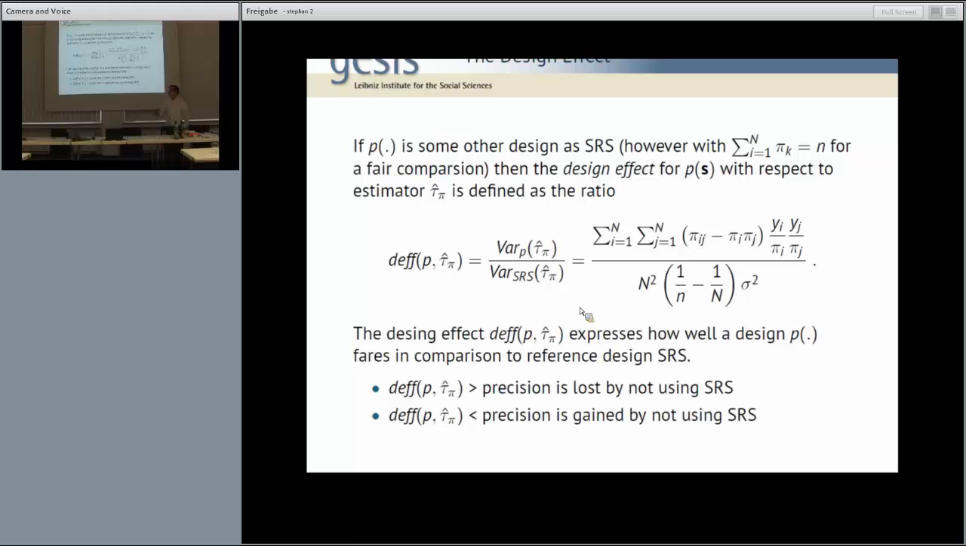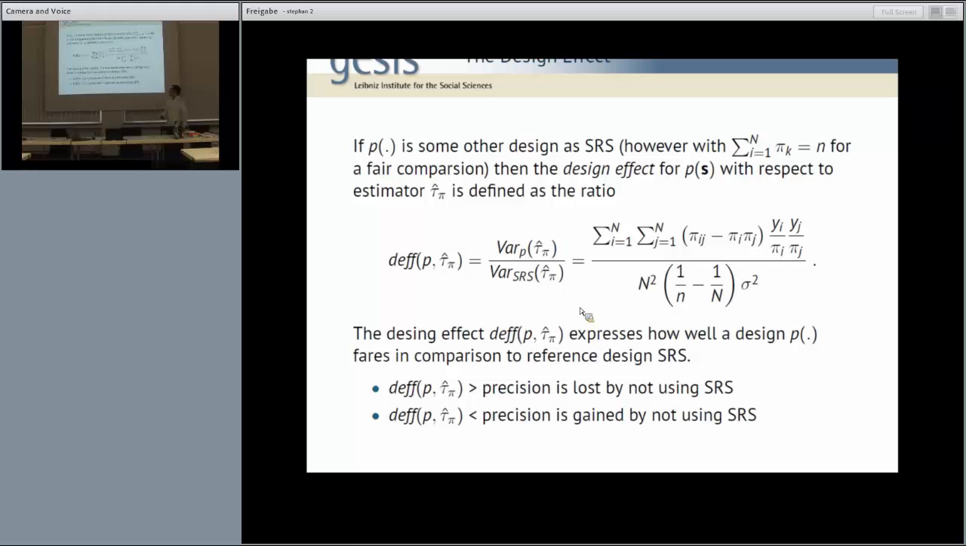Even if you have the same sample size but different sampling designs, the variance of our Hurwitz-Thompson estimator can still be different. It's not only dependent on the sample size, but of course on the sampling design. So this is again the formula for some arbitrary sampling design for the Hurwitz-Thompson estimator, as you've seen before, and we just divide it by the variance for the simple random sampling case. So the design effect is specified for a given estimator and for some arbitrary design, and in the denominator, you always have the variance for this estimator under simple random sampling.